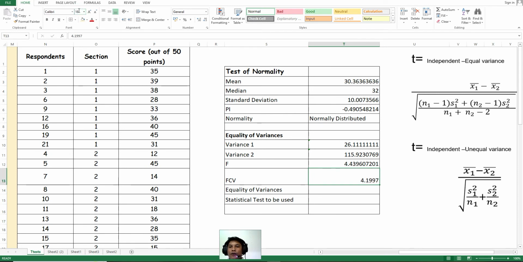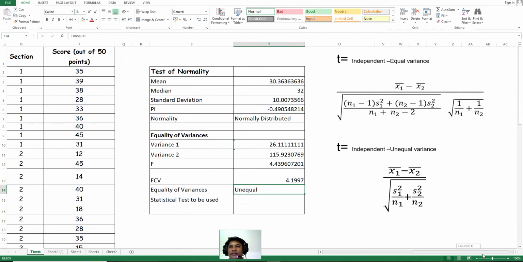So what is now our decision? Our F value is larger than the critical value. So meaning, if larger, there is a significant degree of variance between the two groups. I mean, the variance of group 2 in this case is bigger than the variance of group 1. They are not equal. So therefore, we can say that the variances are not equal. We call that unequal variance. So again, our variances here are unequal, meaning not equal variance. So we will go back.